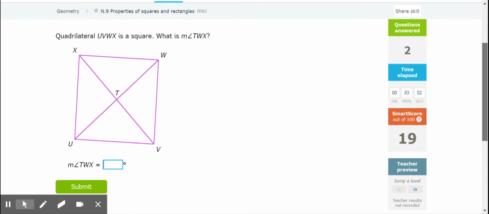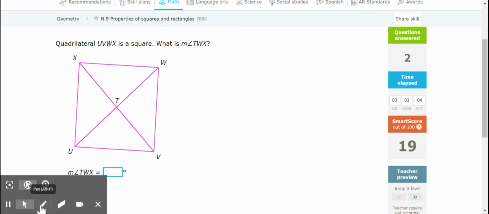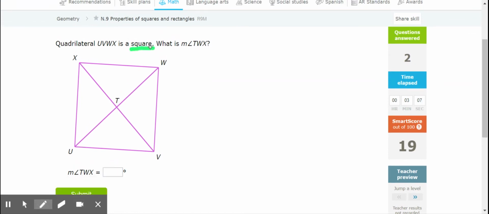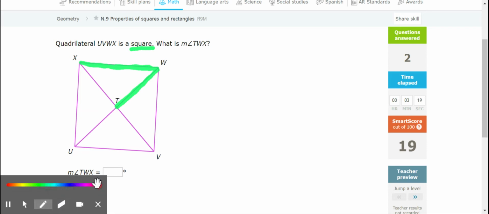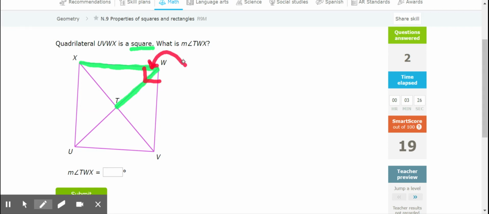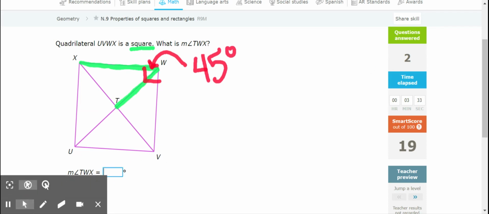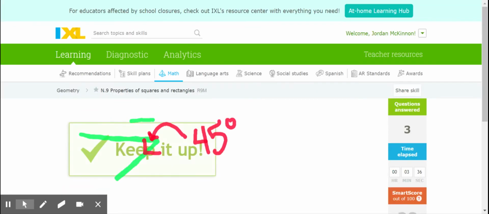They're telling us that this is also a square, and it wants to know the measure of TWX. We know that whole thing is 90 degrees. So this half right here is going to be half of 90, which is 45 degrees. So that means that the angle they're looking for, that I just highlighted in green, is 45 degrees.